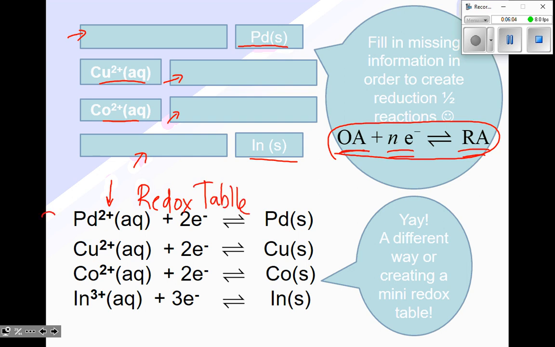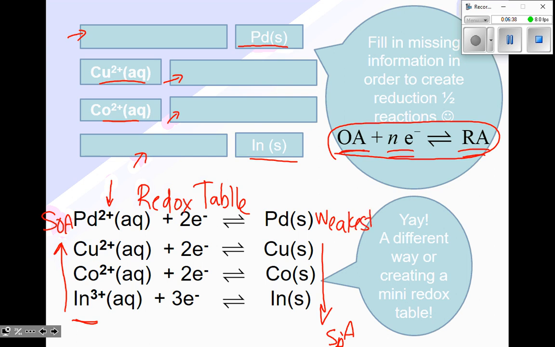This is your strongest oxidizing agent, your weakest oxidizing agent, your strongest reducing agent, and then your weakest is here. Okay, just to make life easier, I'll change the direction of the arrow. Strongest reducing agent, and my weakest reducing agent is up here.